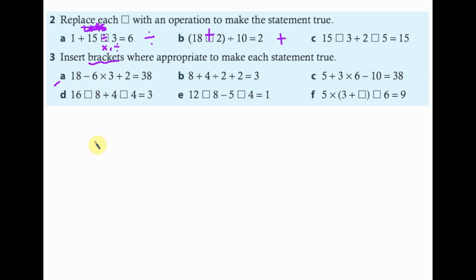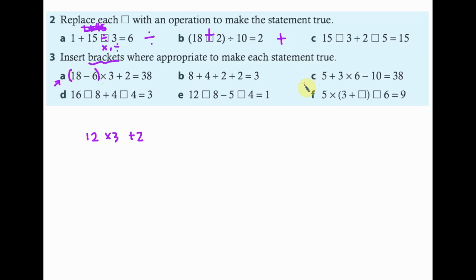In this case, we're just going to guess and check. What if I try the bracket over here? 18 minus 6, I get 12, times 3, I get 36, plus 2, I do get 38. Oh, lucky me. So the bracket has to be in between 18 and negative 6.